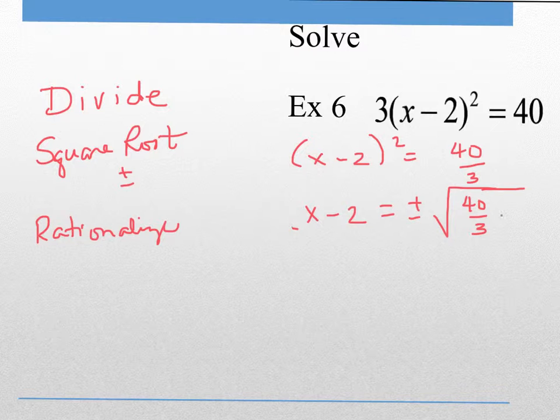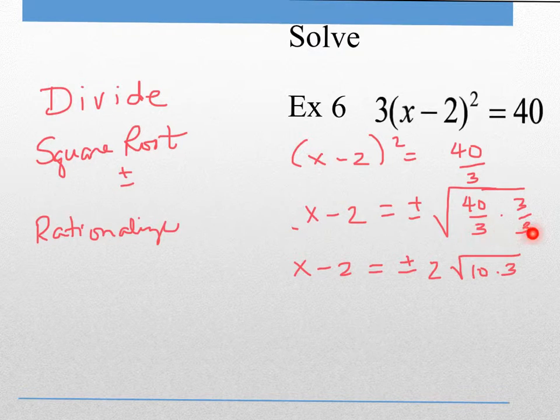All right, I'm going to extend that, do the 3 over 3 inside, because I can, really. And I've got x minus 2 equals plus or minus. Now, I want to go ahead and simplify 40 right here. 40 is 4 times 10, which is 2 root 10. So 2 root 10 times 3. My denominator down here turns into just a 3.